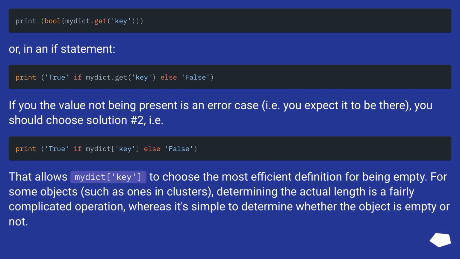Or, in an if statement. If the value not being present is an error case, i.e. you expect it to be there, you should choose solution number 2. That allows mydict to choose the most efficient definition for being empty. For some objects, such as ones in clusters, determining the actual length is a fairly complicated operation, whereas it's simple to determine whether the object is empty or not.